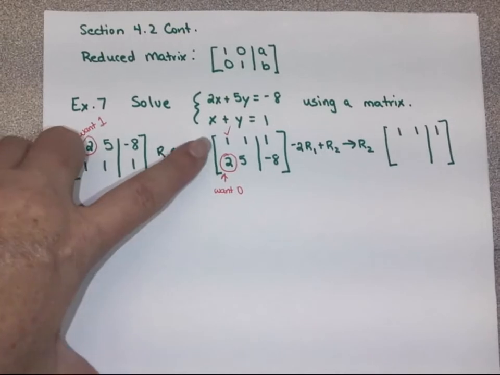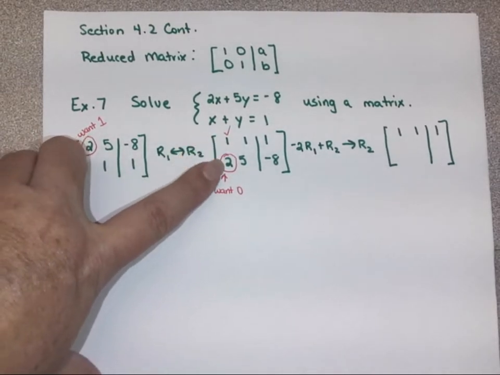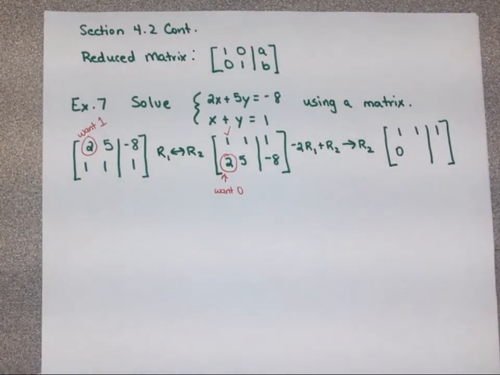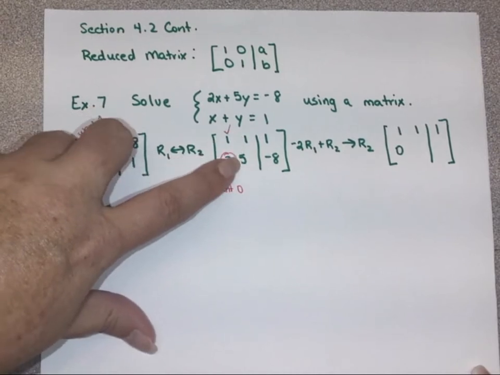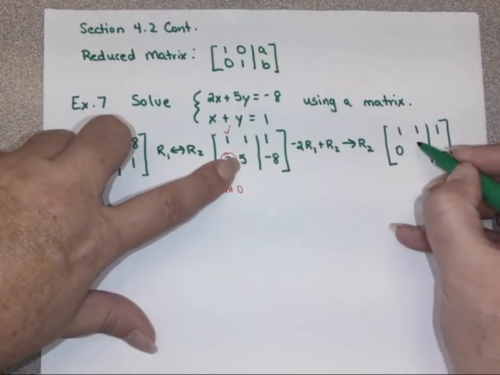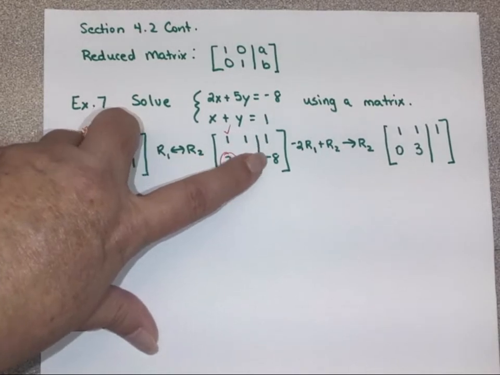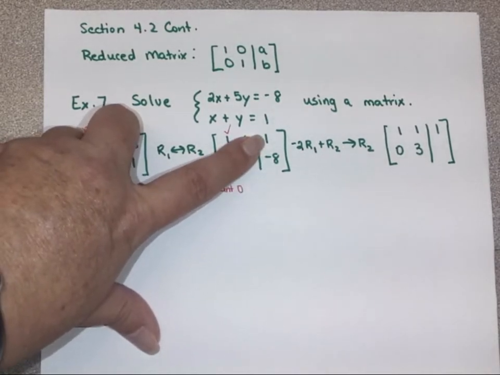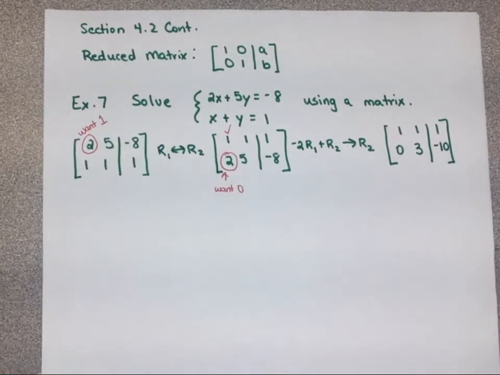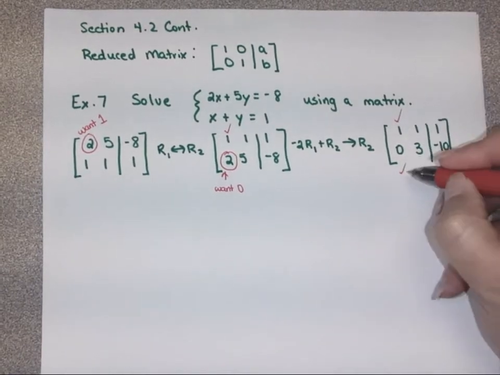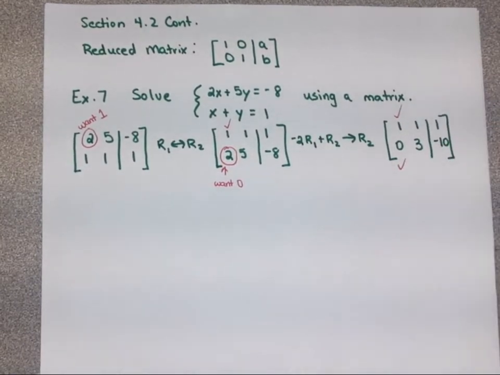And then we just start performing the calculation. Negative 2 times 1 plus 2: negative 2 plus 2 is 0, which is exactly what we wanted to happen. But then we have to make sure we do the rule throughout the rest. So negative 2 times 1 plus 5 is negative 2 plus 5, or 3. And then negative 2 times 1 plus negative 8 is negative 2 plus negative 8, which is negative 10. Notice column number 1, not row, but column number 1 is complete.